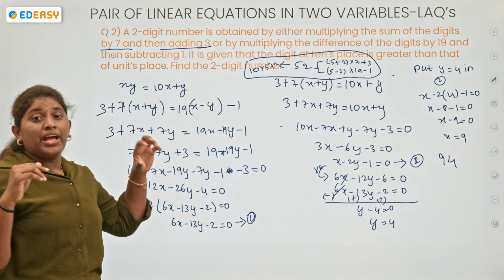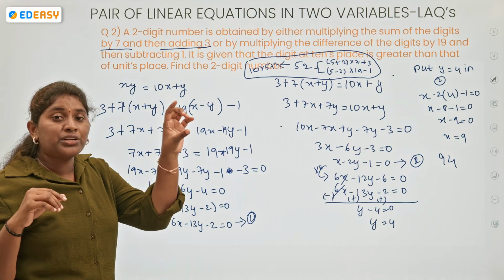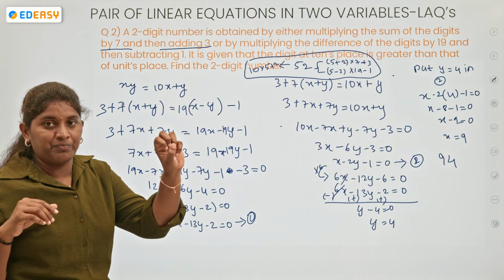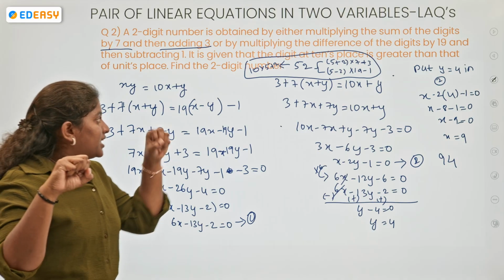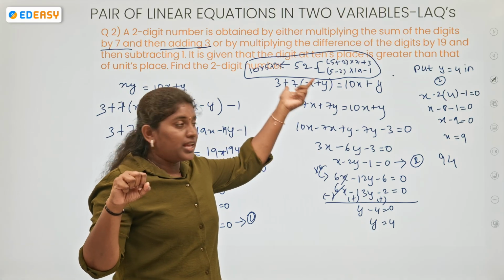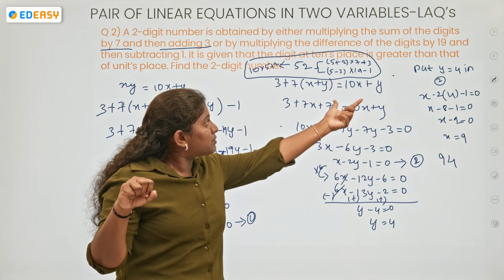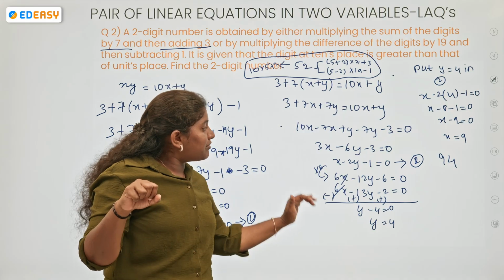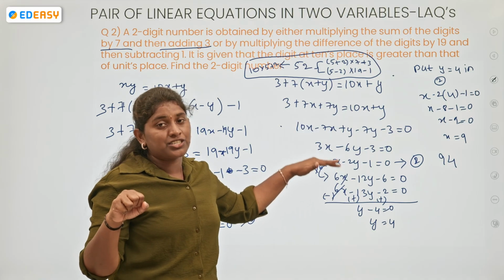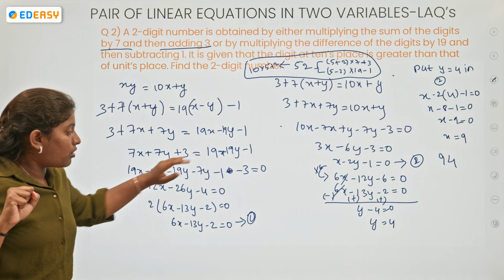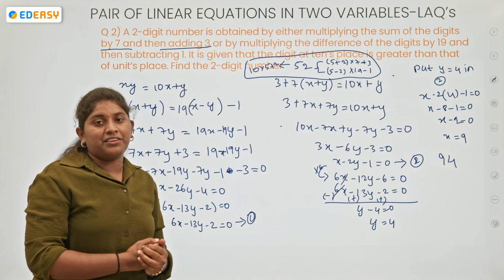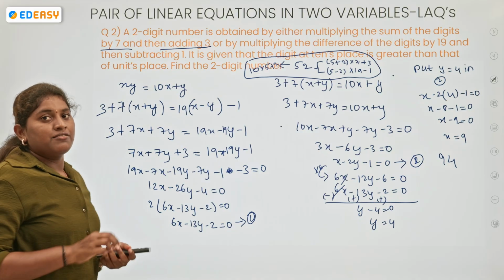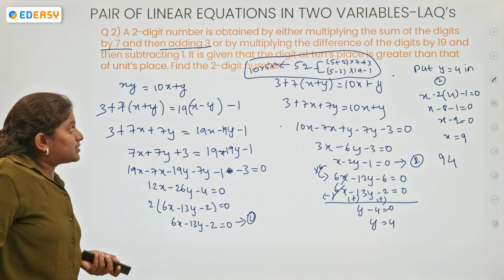Now, the expanded form of your two digit number will become 10x plus y. So, equating one of your conditions to 10x plus y, that I did here, so that I will get another linear equation in two variables. Now, solve these two linear equations in order to get the required x and y values. Okay, fine. Now, let's see the next.